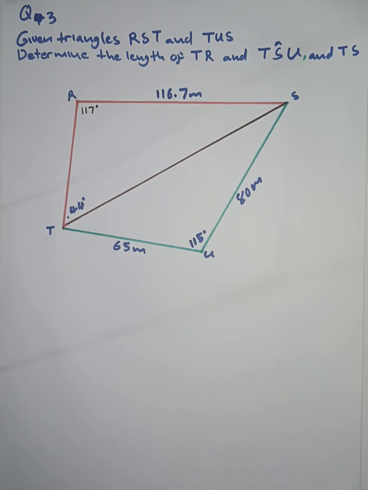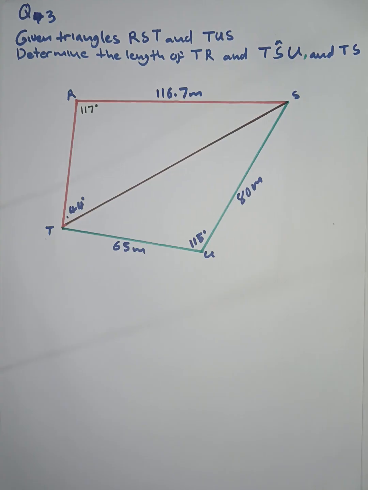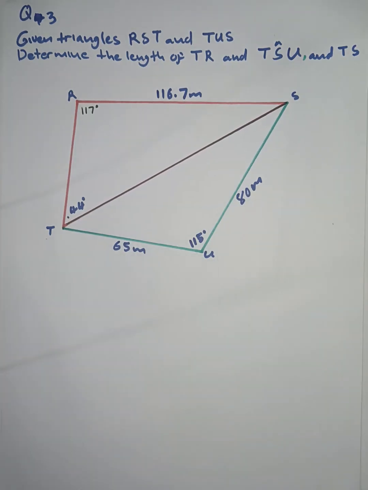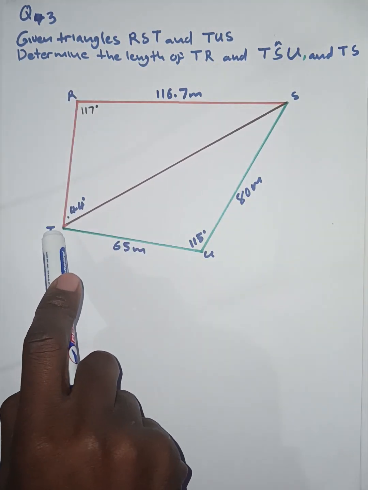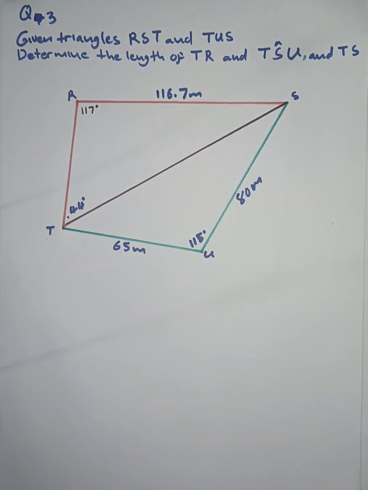So now let's check. Remember, we said the sine rule works in pairs, so you must have a side and its opposite angle, or you must have an angle and its opposite side. So the sine rule always works in pairs, so that's one thing that you must note. So in this case, what are we looking for? We are looking for TR, right? So in this case, I'm going to use the sine rule, because it's a little bit easier.